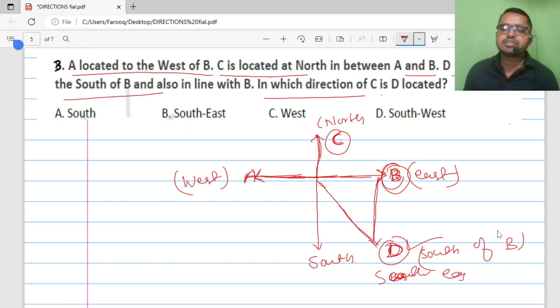Southeast direction. Here with respect to C, in which direction is it? From this point, with respect to C, it is in the southeast direction. Option B is correct.